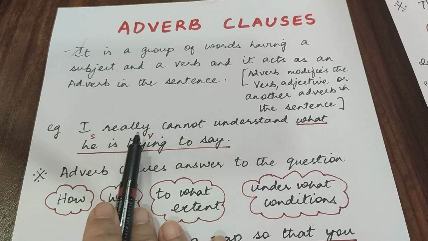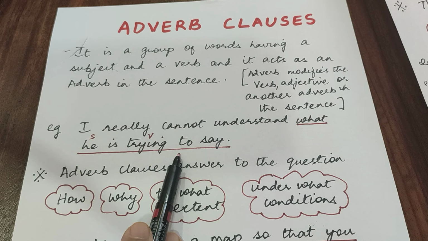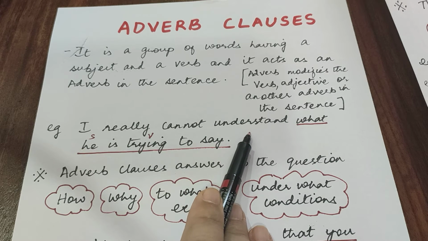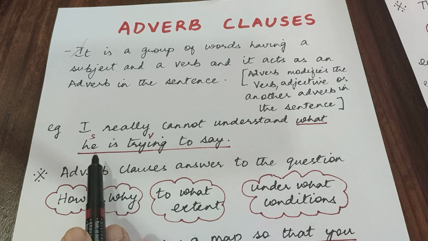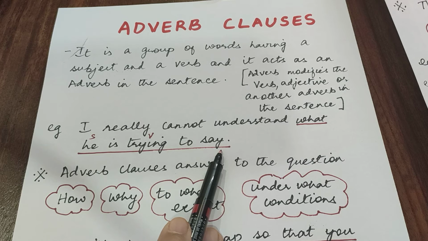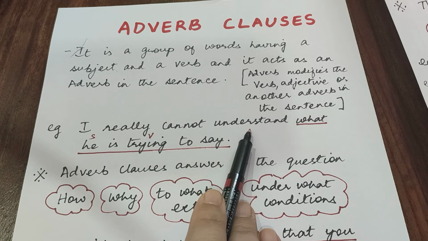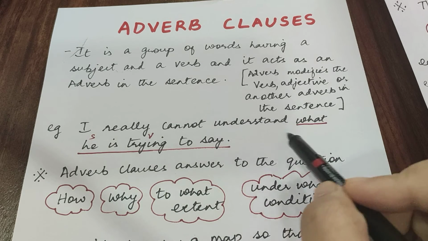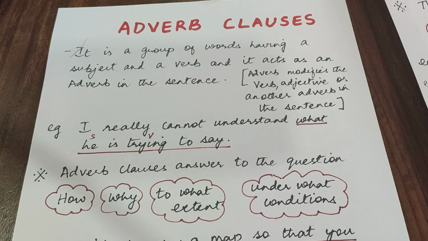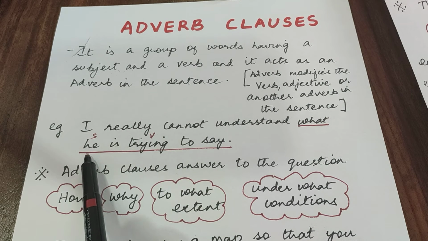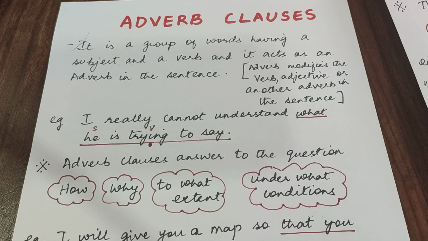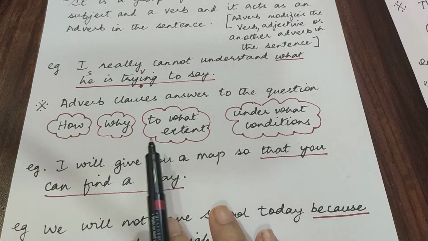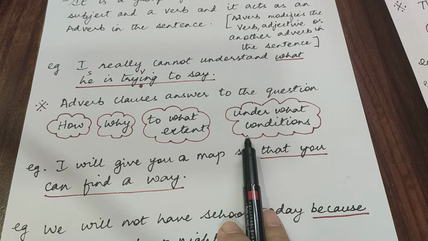For example, I really cannot understand what he is trying to say. Over here, what is the verb? It is understand. I really cannot understand is the main clause. What he is trying to say is the dependent clause. Now the clause that is explaining or telling us more about the verb is what he is trying to say. So in this clause, the subject is he and trying is the verb. Now adverb clauses answer the question how, why, to what extent and under what condition.